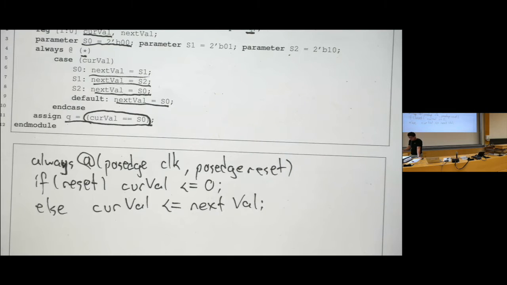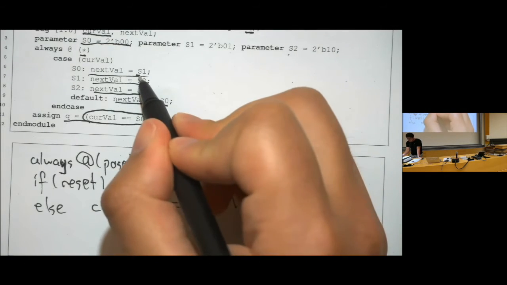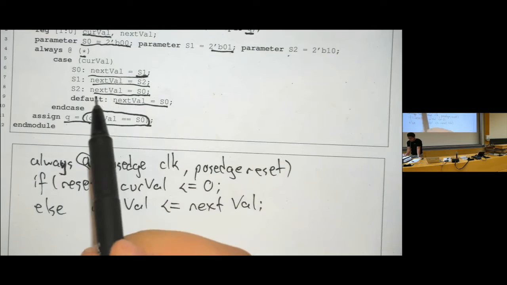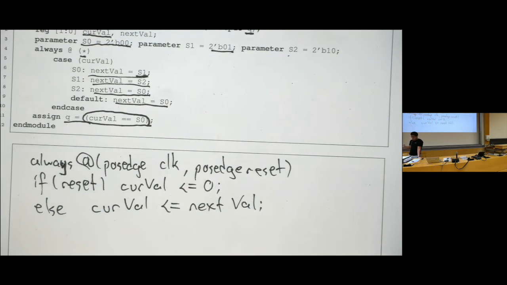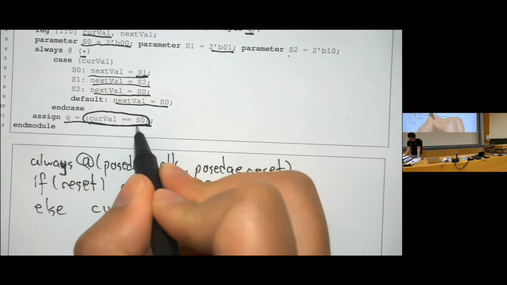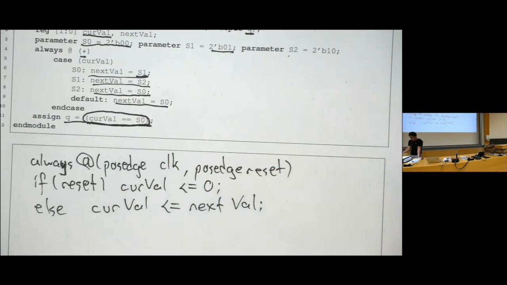And then the next value will be assigned to S1. S1 encodes 1. So the current value, when the clock hits, will become 1. And then it will become 2. And in these 2 cycles, it will output 0, because this statement will end up being 0. And then it will go back to state 0.